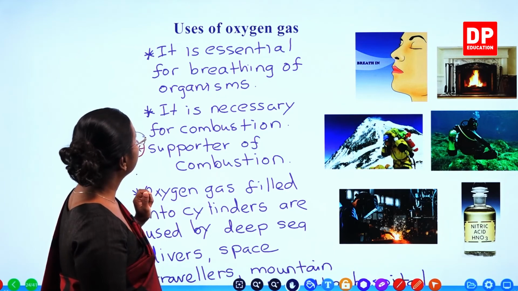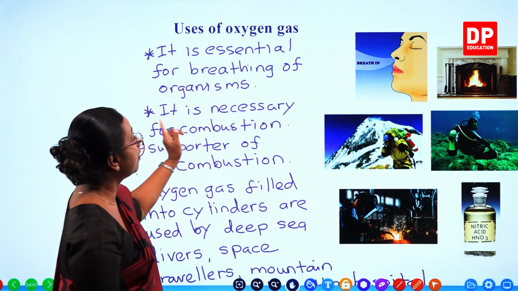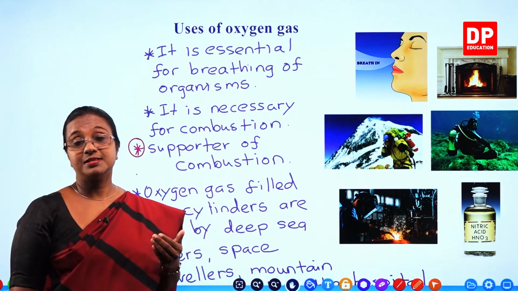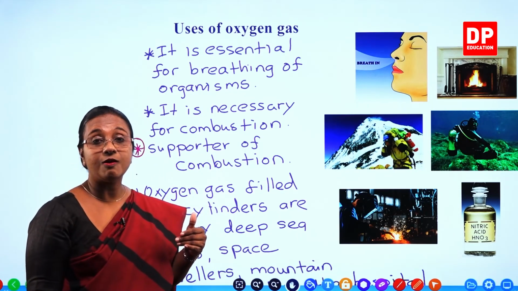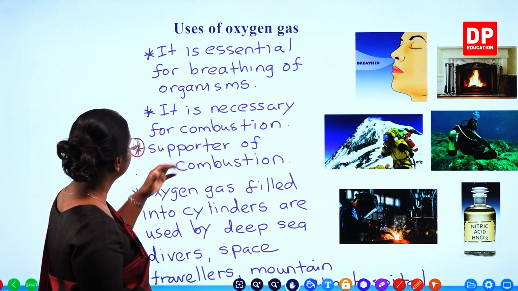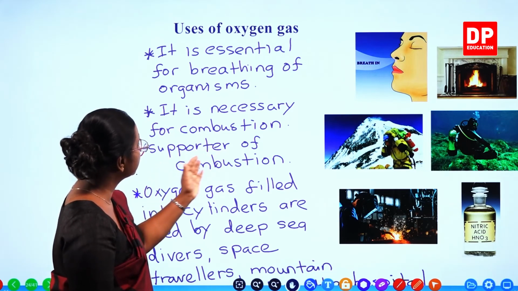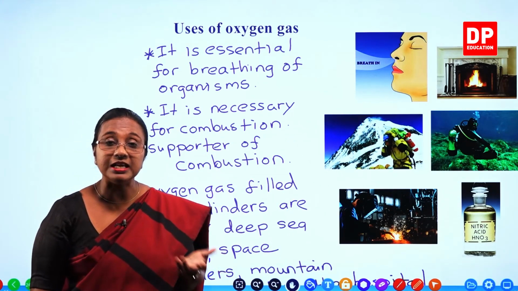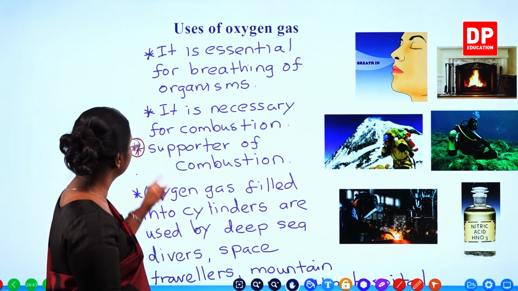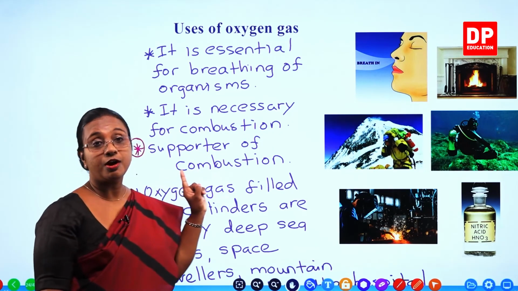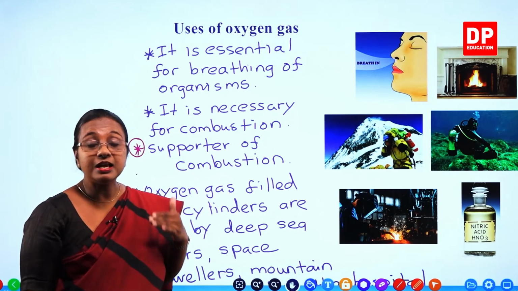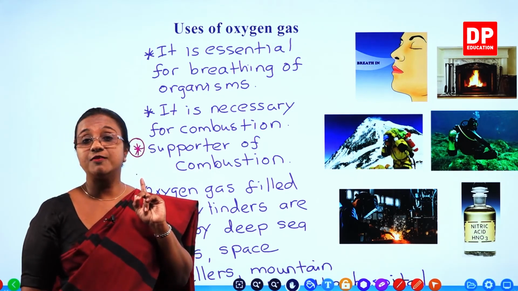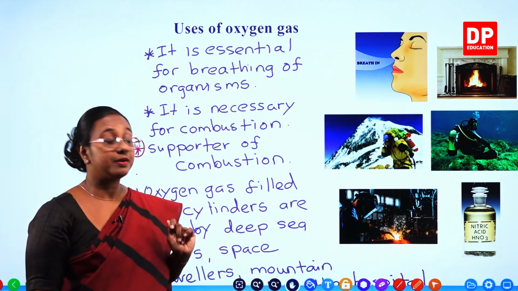So, the oxygen gas, it is essential for breathing of organisms. People and other animals, even plants, they all breathe, they inhale oxygen. So, that is essential. Then it is necessary for combustion. So, whenever there is a flame, when there is something burning, we need oxygen, and that is why we call it the supporter of combustion.